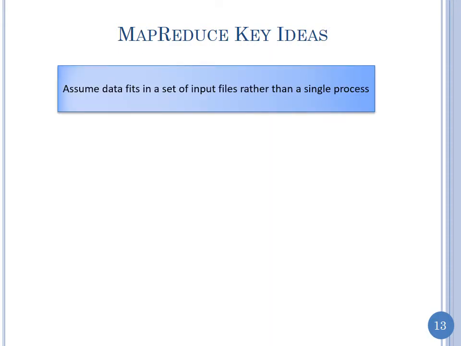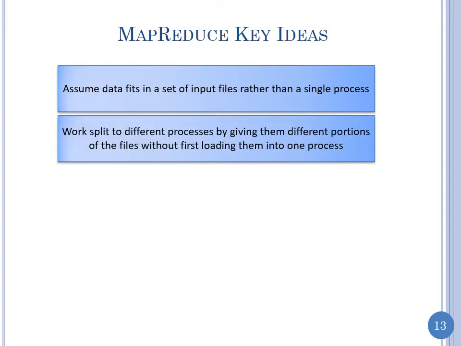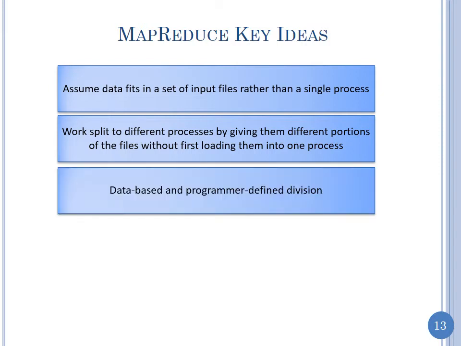So the key ideas are: we assume data fits in a set of input files rather than a single process. Okay, so these files can be distributed, so we can have large amounts of data. So different processes get different portions of the files. The same file can be distributed to multiple processes, or multiple files can be given to one process. So there's an arbitrary mapping between files and processes. Okay. And it is a data-based and programmer-defined division.